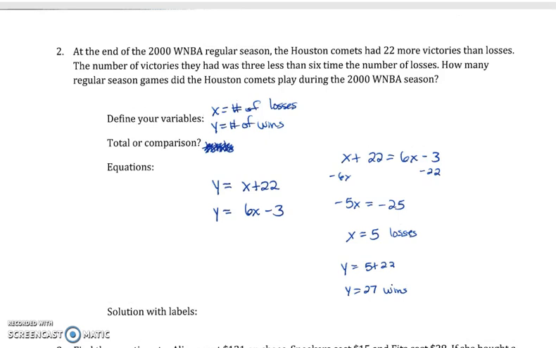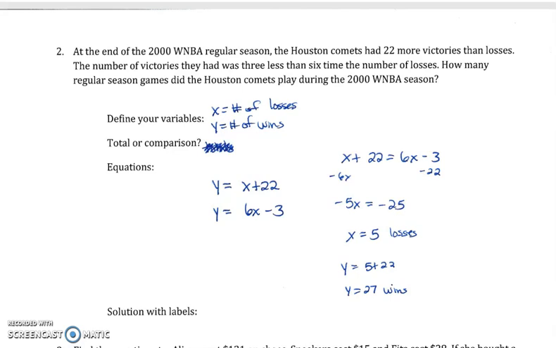At the end of the 2000 WNBA regular season, the Houston Comets had 22 more victories than losses. The number of victories they had was 3 less than 6 times the number of losses. How many regular season games did the Houston Comets play during the 2000 WNBA season? Okay. Actually, as I'm looking at this, I'm realizing I didn't actually give a final answer. We'll talk through that, I guess. And that's my bad, I made these notes.